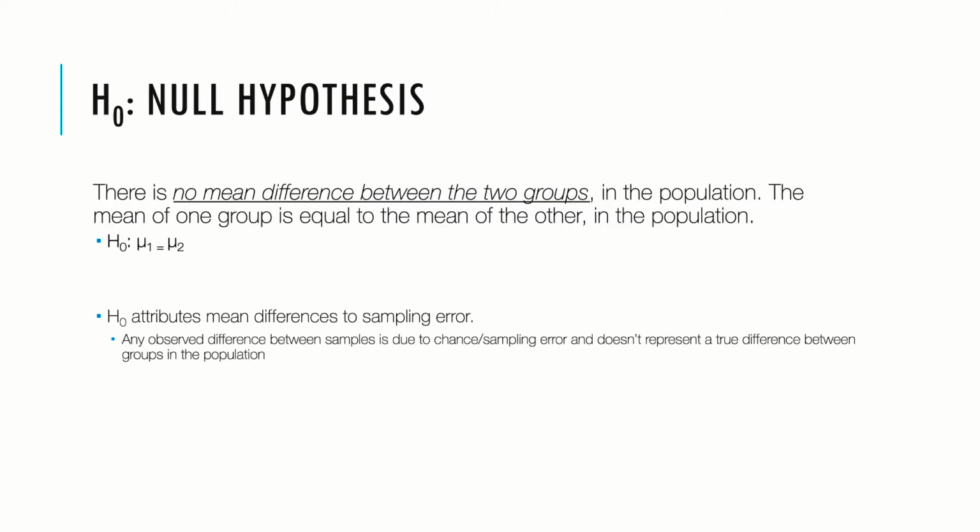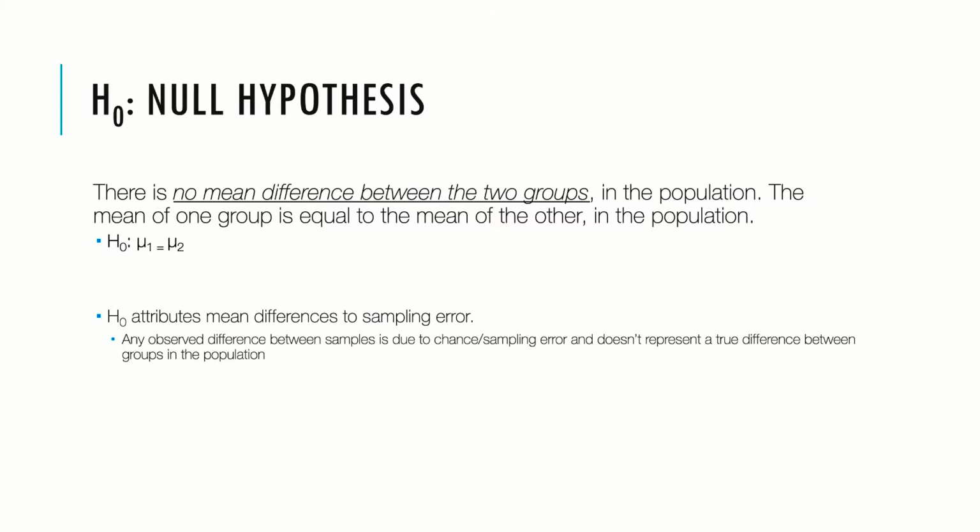The null hypothesis for a t-test is that there's no mean difference between the two groups in the population. Or alternatively, that the mean of one group is equal to the mean of the other group in the population. So in the population, we would expect that these two groups should have the same mean severity. The null hypothesis is that liberals and conservatives have the same mean severity. Formally written out, H naught is represented by mu1 equals mu2. H naught, or H sub 0, is how we write out the null hypothesis. Mu1 is the mean of group 1 in the population, and mu2 is the mean of group 2 in the population.